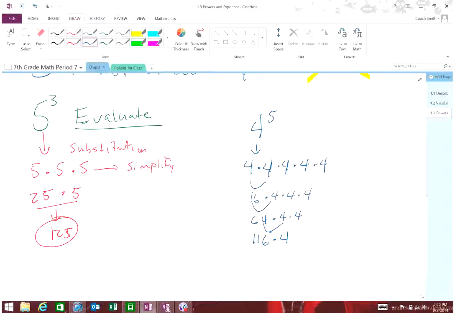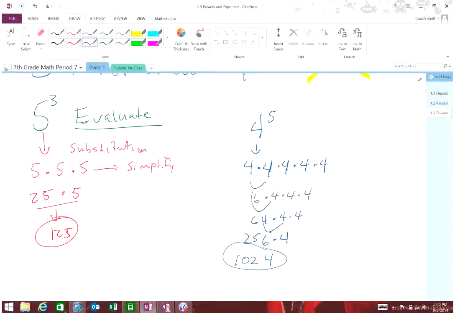Oh, my bad. 256. 256 times 4, okay, it's going to be 1,024. And that is your answer. So that is what 4 to the 5th power evaluated is.